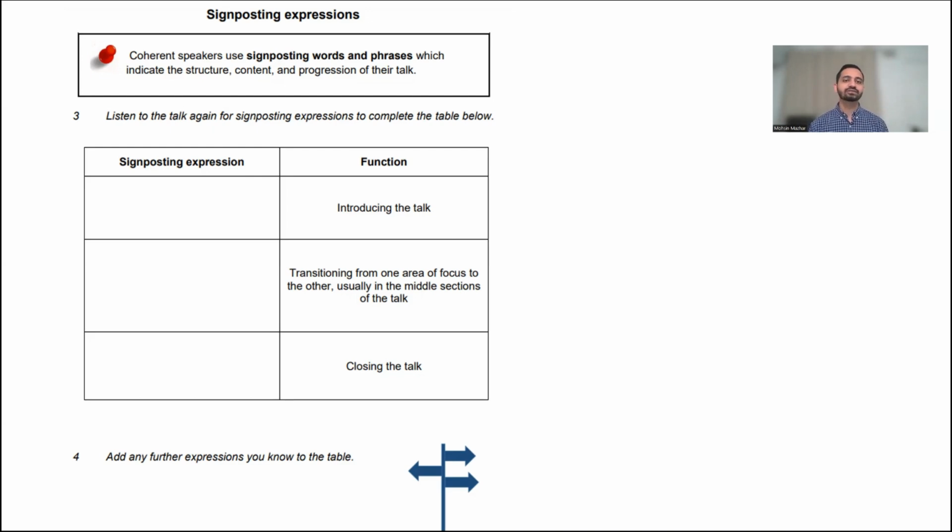Listen to the talk again for signposting expressions to complete the table below. So I'm going to read it out again. And you're going to see when I'm using signposting expressions to introduce the talk, transitioning from one area of focus to the other, usually in the middle sections of the talk, and closing. And when am I closing the talk as well? So let's do it again.